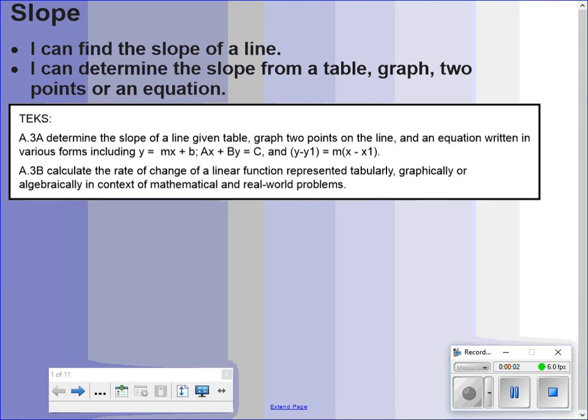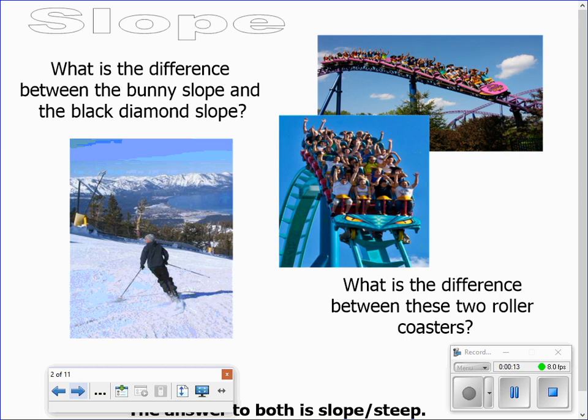Okay, in this lesson we're going to be talking about slope. By the end of this lesson you should be able to find the slope of a line using a table, a graph, 2 points, or an equation. Slope is what tells us how steep something is or how fast something is increasing or decreasing.